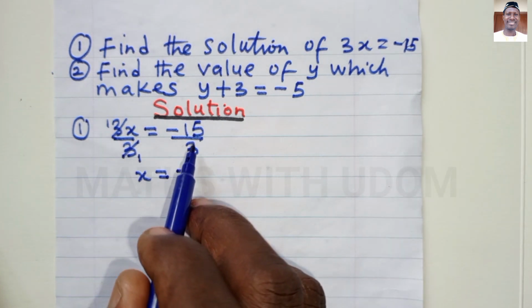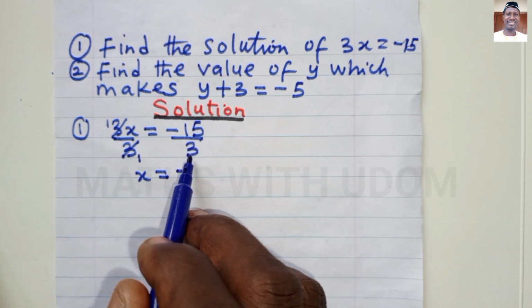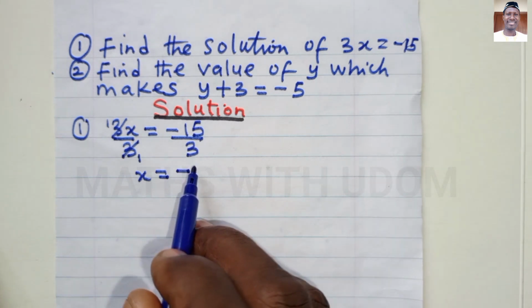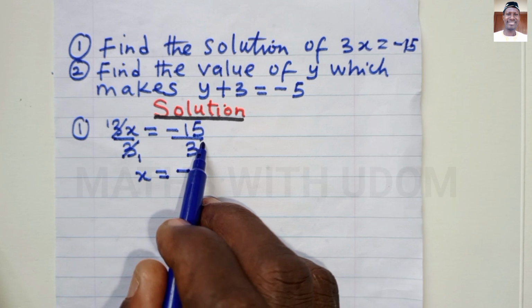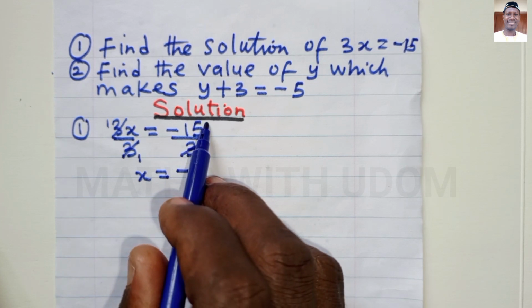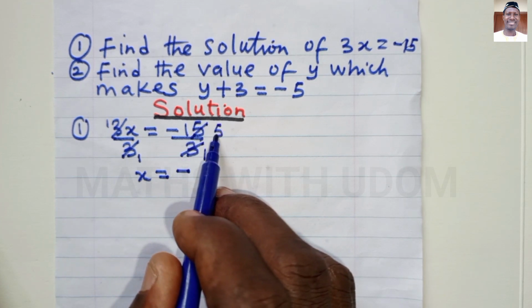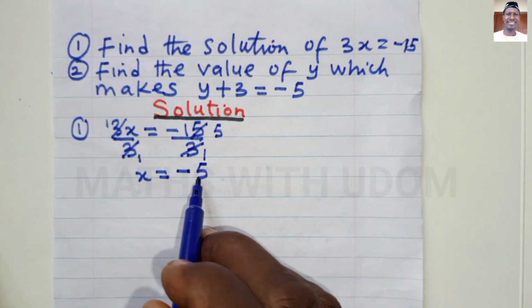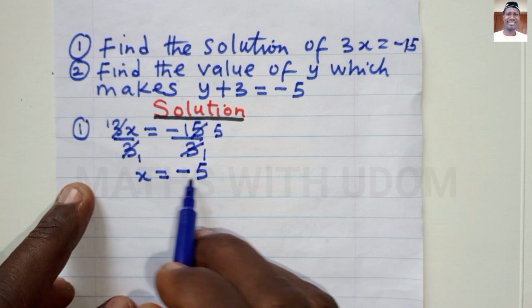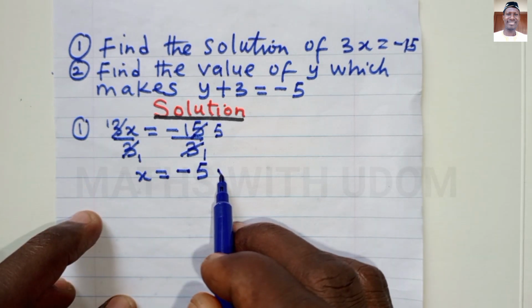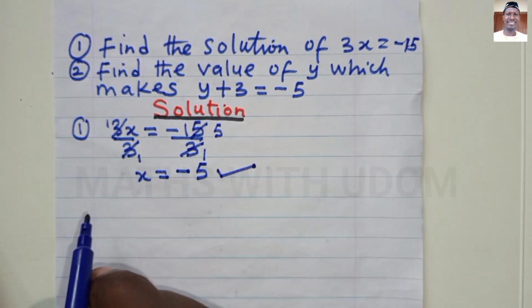Then 3 and 15, the common factor is 3. So we use 3 to divide both the numerator and denominator. 3 divided by 3 is equal to 1, while 15 divided by 3 is equal to 5. So we put 5 here. So our answer here is x is equal to minus 5, which is the correct answer. Let's move to question 2.